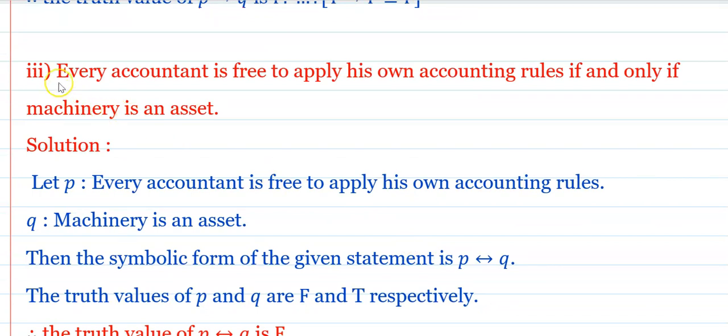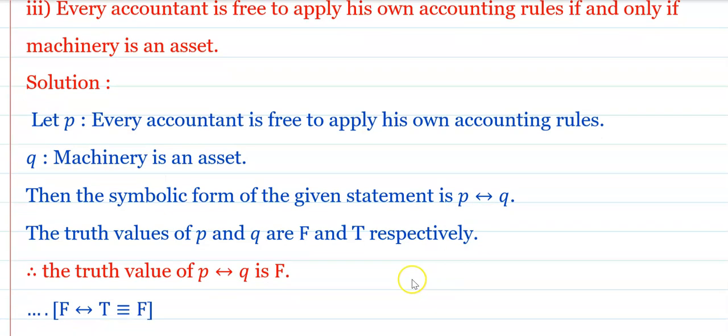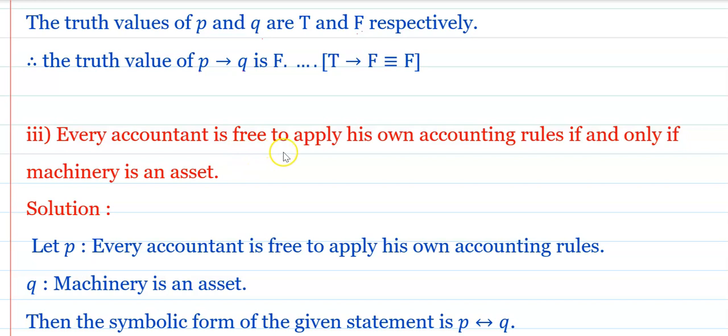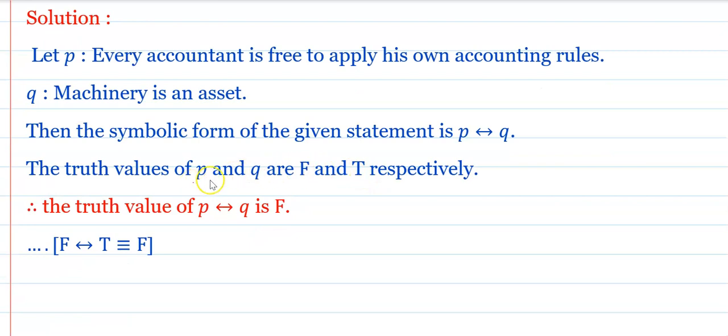Okay. Next. Every accountant is free to apply his own accounting rules if and only if machinery is an asset. Okay. Now the first P: every accountant is free to apply his own accounting rules. Q: machinery is an asset. Then the symbolic form, P double implication Q. Now the truth value of P is F because every accountant is free to apply his own accounting rules, he cannot apply it. Therefore, the truth value of P is F.